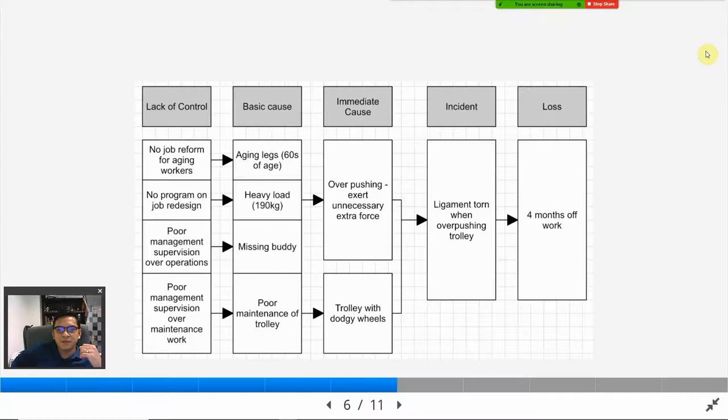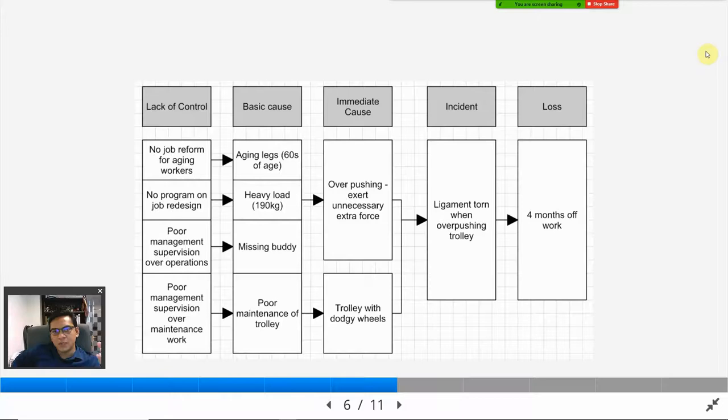If you give me that trolley also, I'm not sure whether I can push it or not. And at the same point of time, her body went missing. She was not there, maybe she didn't come to work. Okay, and you ask why there are still trolleys with dodgy wheels? Because for a trolley to work in a good way, all the wheels must be in good condition.